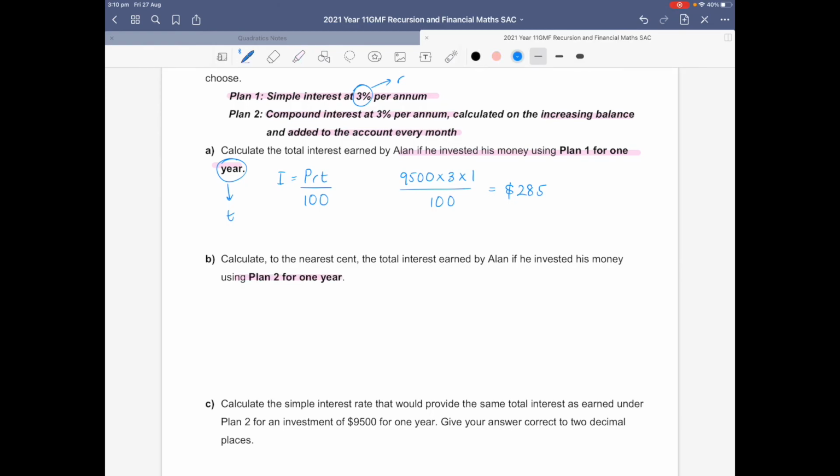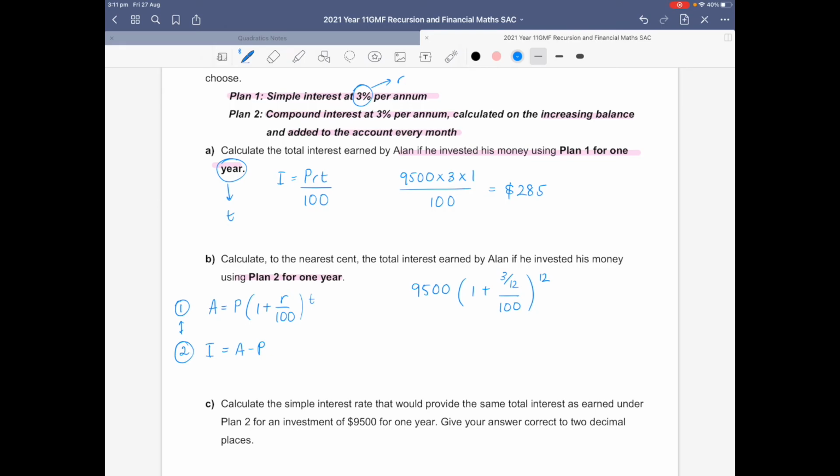Alright, so remember that plan 2 was all about compound interest. So that is A equals P times 1 plus R over 100 to the power of T. And don't forget that we also need to do this. If we start by using equation 1, so we know that there's $9,500 times 1 plus 3 divided by 12 over 100 to the power of 12.